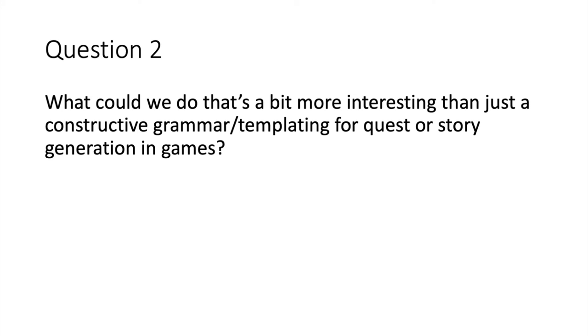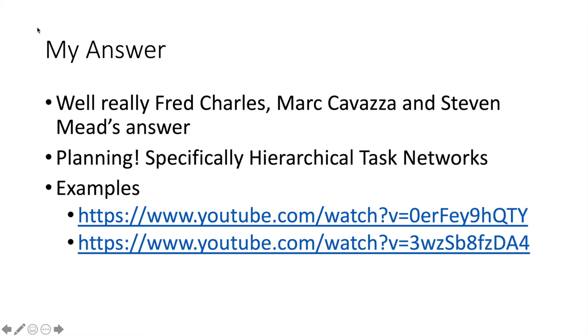Okay, so my answer for this, well, really, these folks' answer, Fred Charles, Marc Cavazza, and Steven Mead's answer, is to use planning, specifically hierarchical task networks. There's a couple of videos here that I recommend checking out in just the slides or pausing this and typing it in, but these go over examples from them all of using planning and hierarchical task networks specifically to be able to sort of have interactive fiction, right? Which let the player do whatever they want and the story tries to adapt to them.